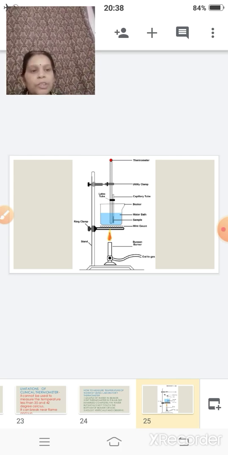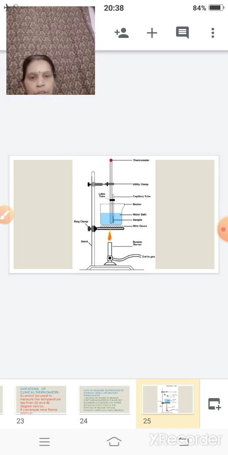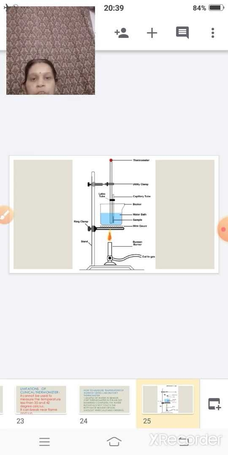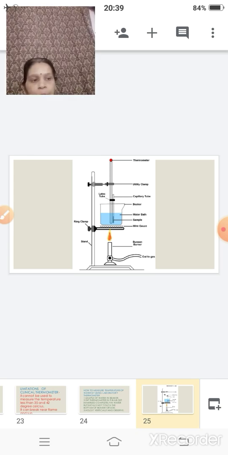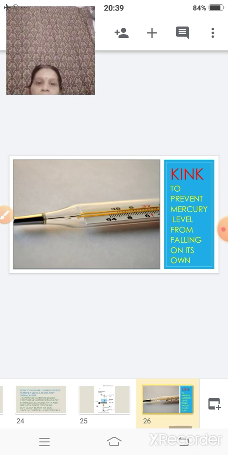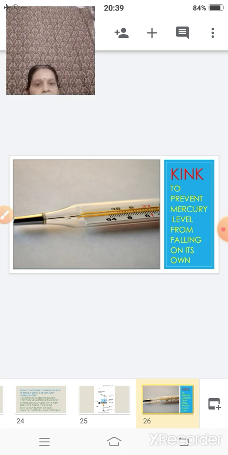So the first thing to take care of is that it should be held in a vertical position. Second, the thermometer bulb should be dipped in the substance in the vessel. It should not touch the sides or the base of the vessel, and our eyes should be at the level of the mercury while reading the temperature. Then only we will get a correct reading. So I hope children you have understood about the clinical thermometer as well as the laboratory thermometer.